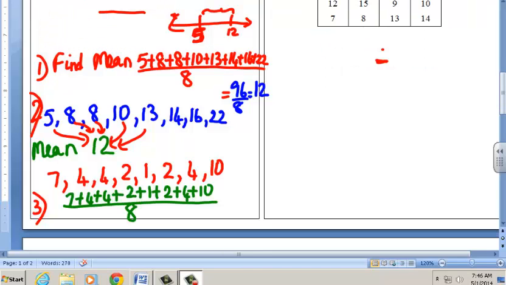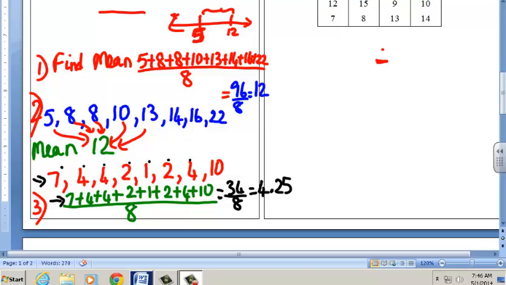So if you notice, we figured out the distance. This was the distance from the mean. And then I added up, and this is your third step, the sum of all the distances. So I added up the 7, 4, 4, 2, 1, 2, 4, 10. And now we end up with 34 over 8, since it is 8 values, which gives us 4.25.